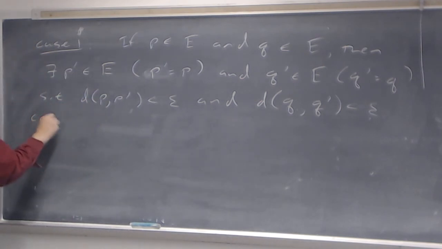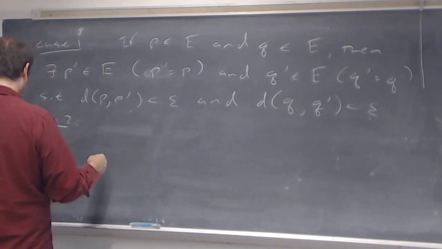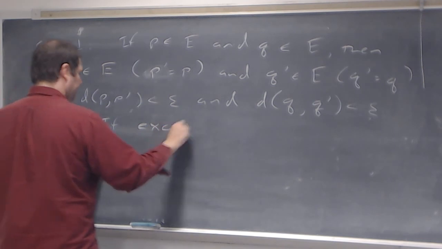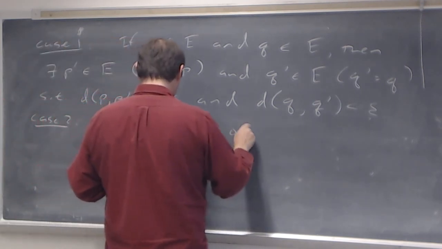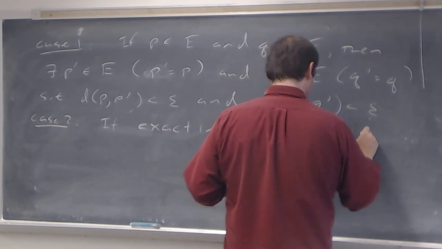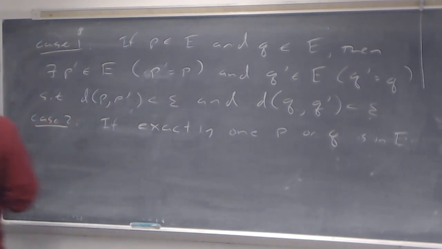Case 2 is going to be, not that both of them are in E, but that exactly one of P or Q is in E. So in case 1 both of them were in there. In case 2 exactly one was in there. Doesn't matter which one. And in the other case, neither of them were there.